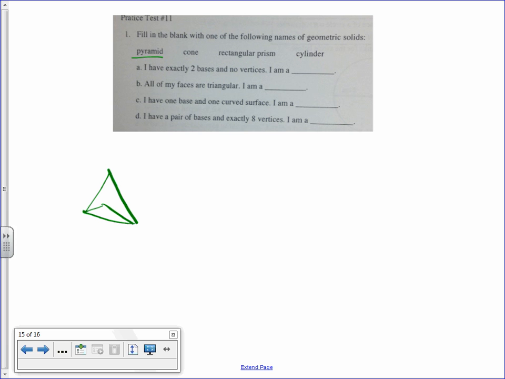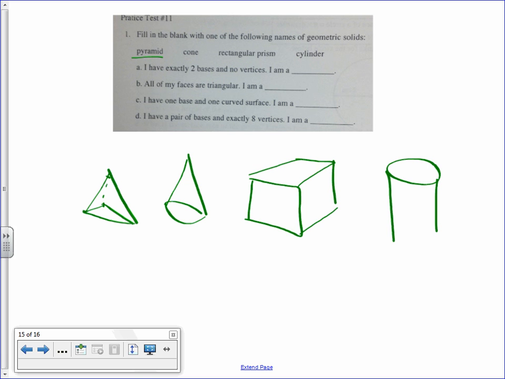A pyramid kind of looks like this. A cone looks like this. Rectangular prism looks like this. And a cylinder looks like the following. So, first problem says, I have exactly two bases and no vertices.